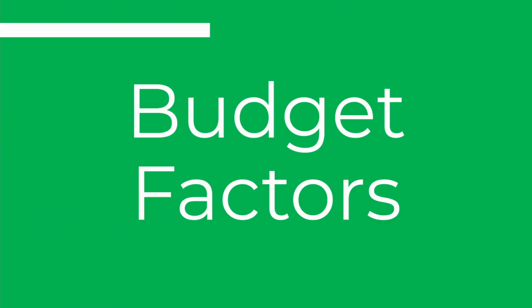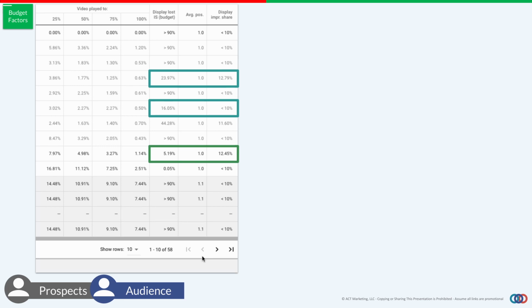Now, when it comes to your budget, this is going to be the last one. Your budget can actually play a role in how much you're spending per view. This is a little counterintuitive, but bear with me. Take a look at this campaign that has a budget lost of 5.19%. This means we are only missing out on 5% of our potential reach because of our budget. The next column over, average position, shows that we are first. And because we're only missing out on 5% of our potential reach because of our budget, it means we could scale our budget to the moon. We could say, hey, Google, spend $1,000 a day, and not much would change.